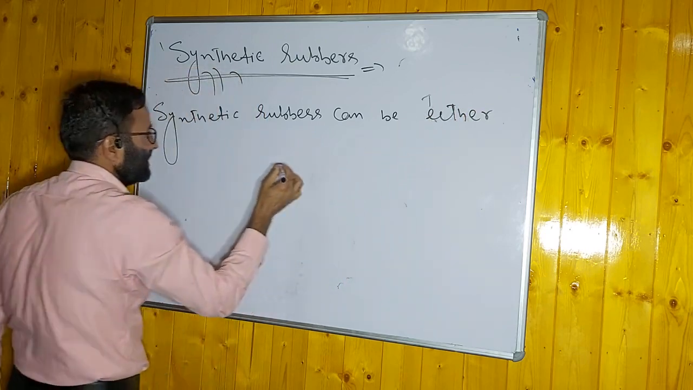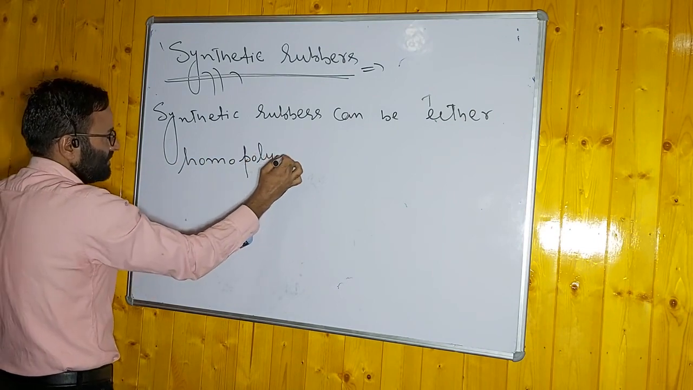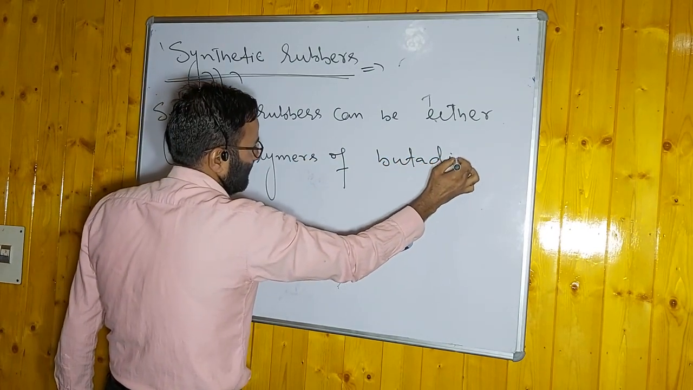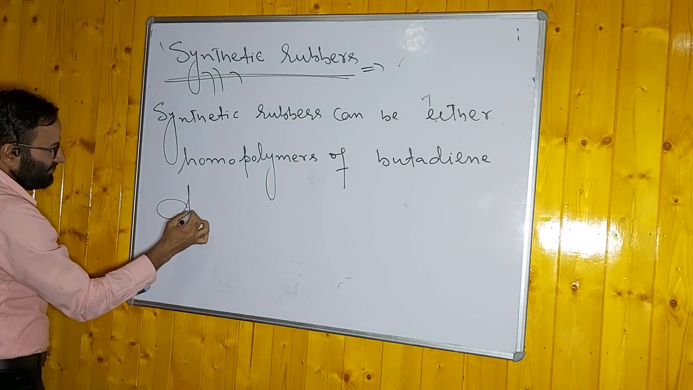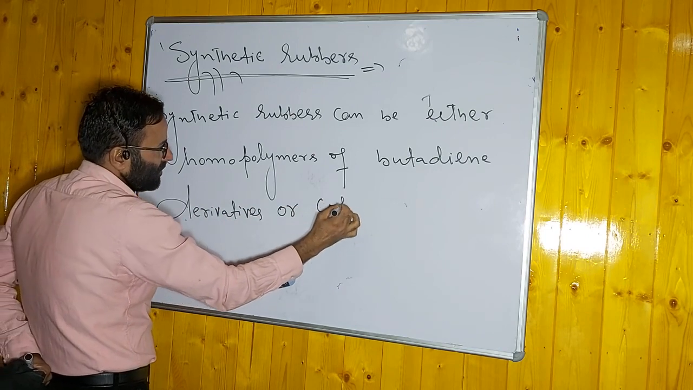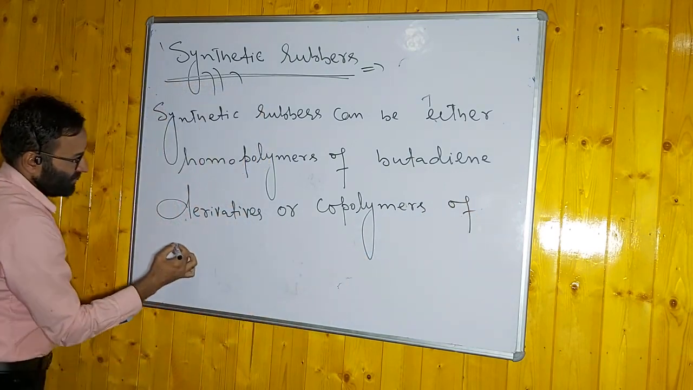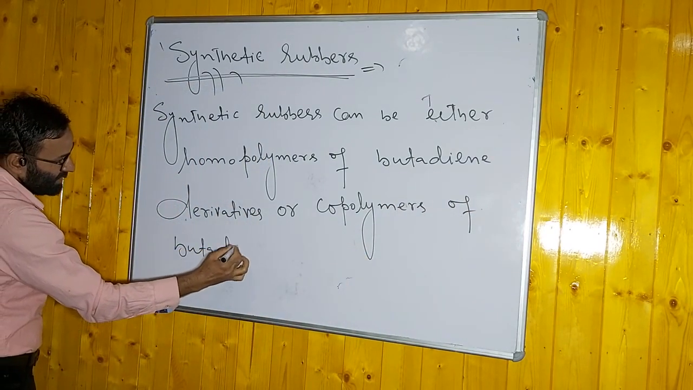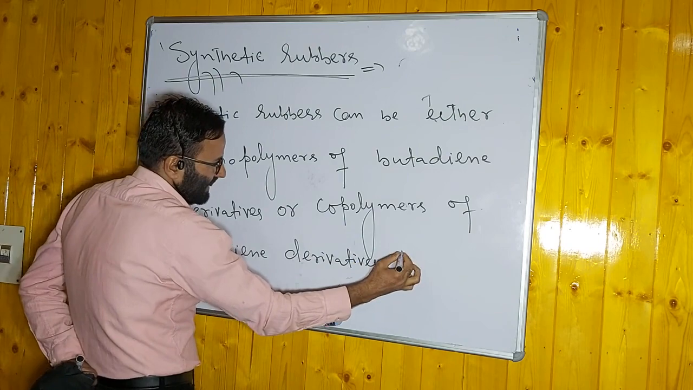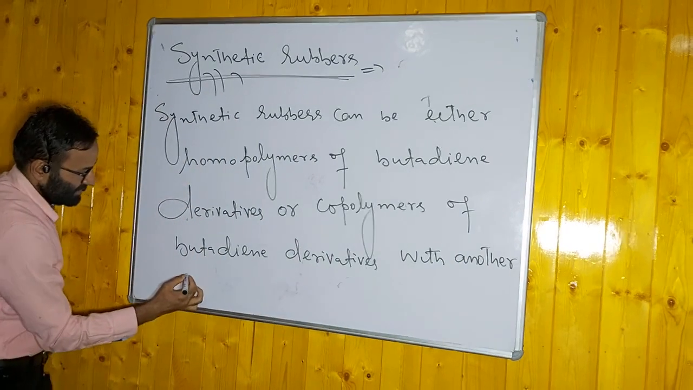Synthetic rubbers can be either homopolymers of butadiene derivatives or copolymers of butadiene derivatives with another, remember this point, with another unsaturated compound, with another unsaturated unit.